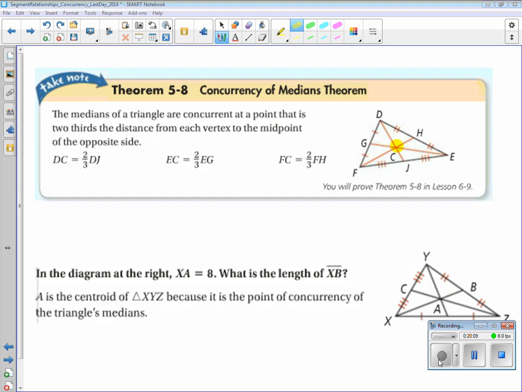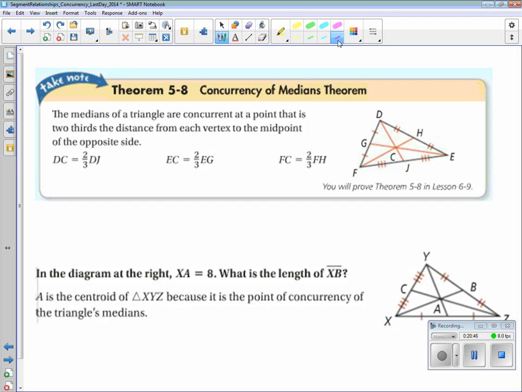So let's look at something. I know if I'm looking at DC and DJ, from DC to DJ, one of those lengths is twice as long as the other. 2/3 versus 1/3. One's twice as long as the other one. We can do the same thing with EC and EG. One's twice as long as the other. 2/3, 1/3. Okay? And that's really what it's saying.